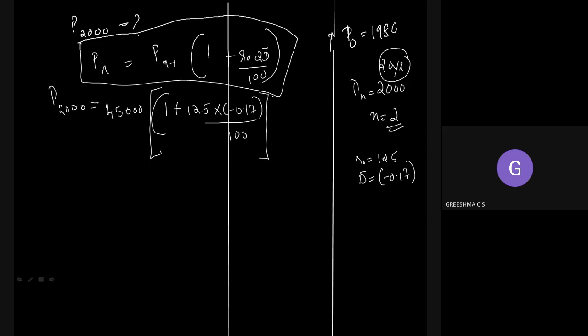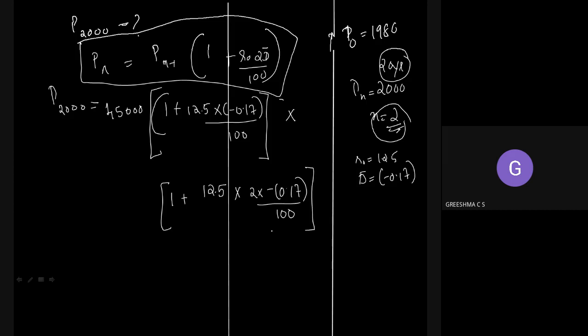Into, n is equal to 2, right? Here n is equal to 2. So again, this is multiplied by 1 plus 12.5 minus 2 into 0.17 divided by 100. This is how you have to calculate it.